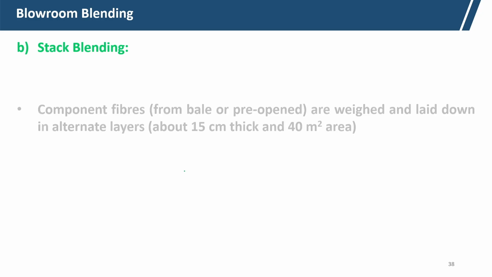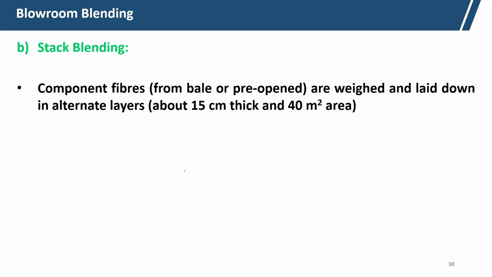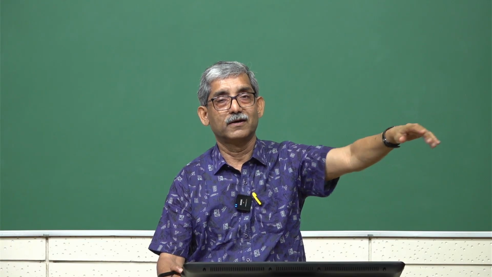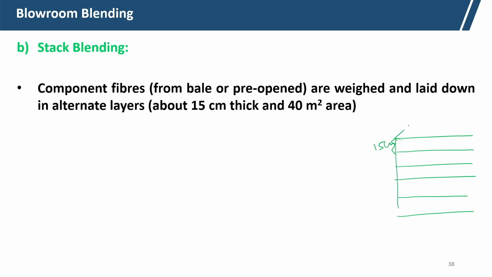Now, stack blending. Component fibers from the bale, or pre-opened, are weighed and laid down in alternate layers. These are the different layers in this way, about say 15 centimeter thick. At different thicknesses it is laid down over a large area of around 40 square meters. This type of stacking is there.